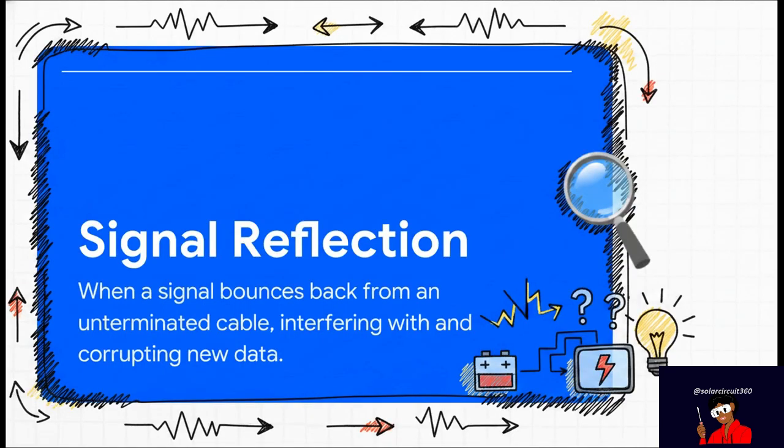This echo has a technical name. It's called signal reflection. And you know what? It's the number one cause of those maddening intermittent faults. You know, the ones where your system works perfectly one minute and then completely fails the next.